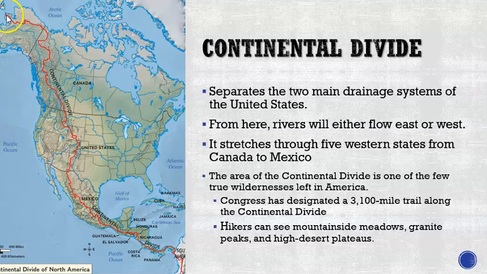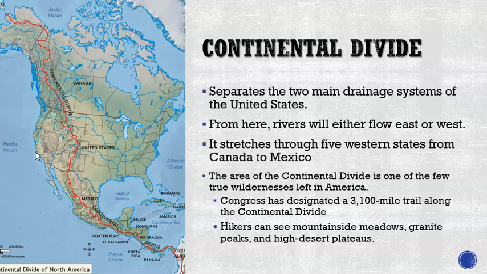The Continental Divide can be seen here in this map. It is the red line that goes all the way from Alaska all the way into South America. What this does is it separates the two main drainage systems of the United States. From this line, rivers will either flow east or west. It stretches through 5 western states from Canada to Mexico.